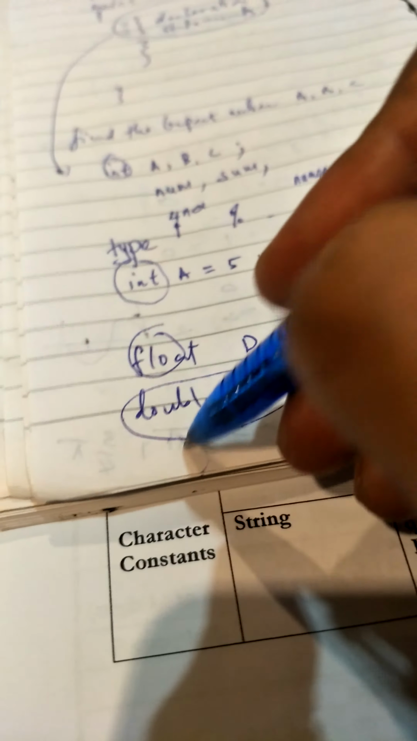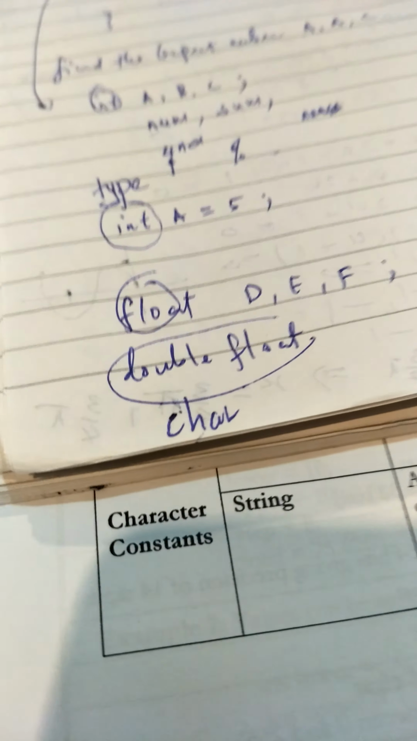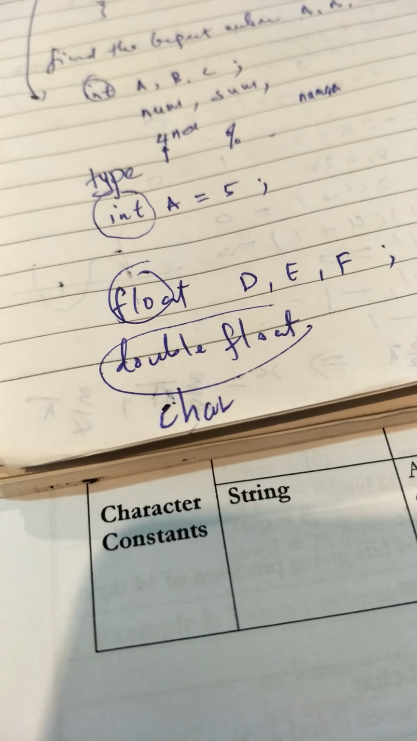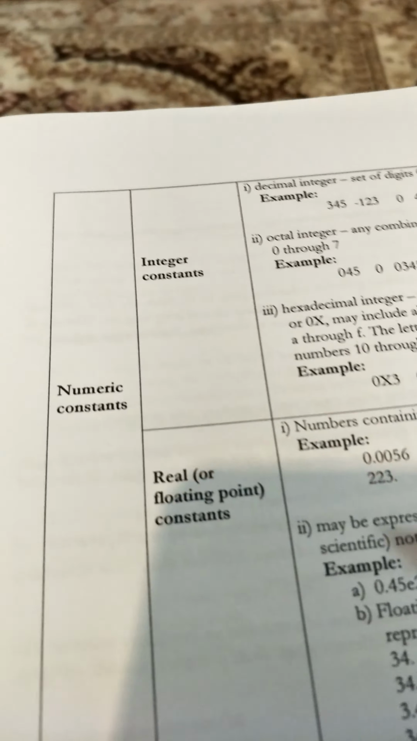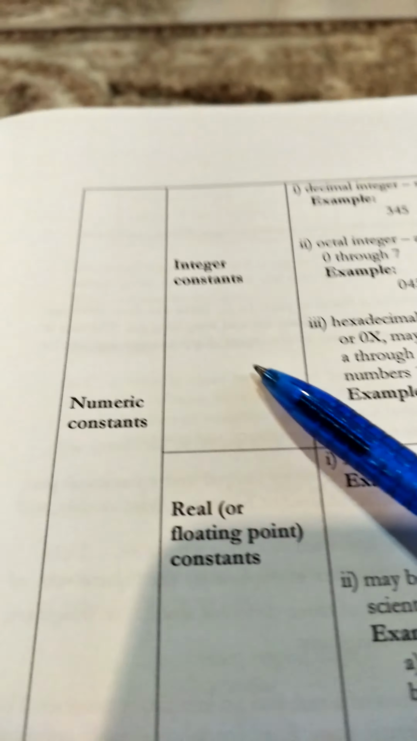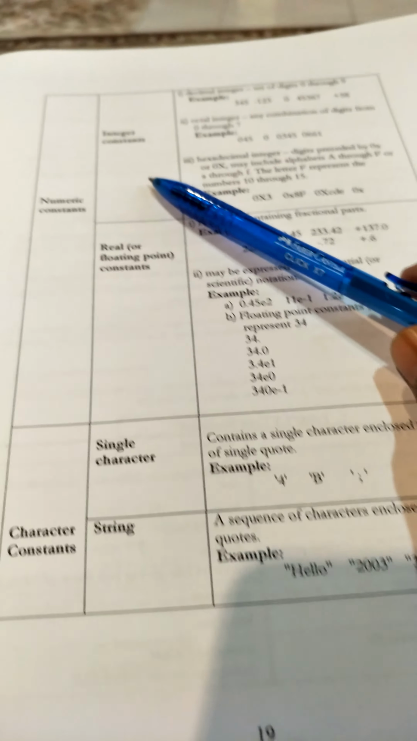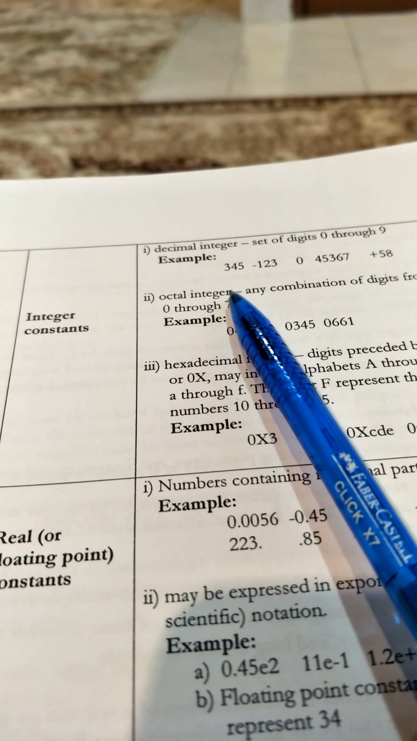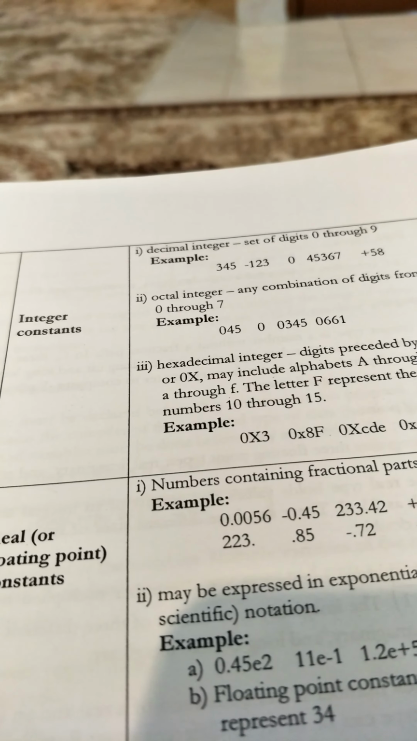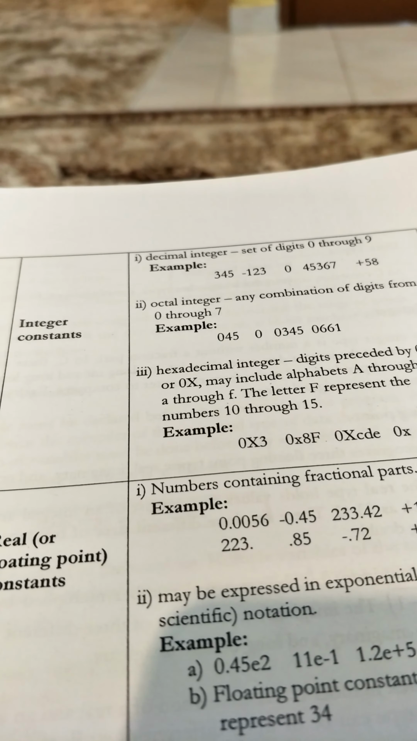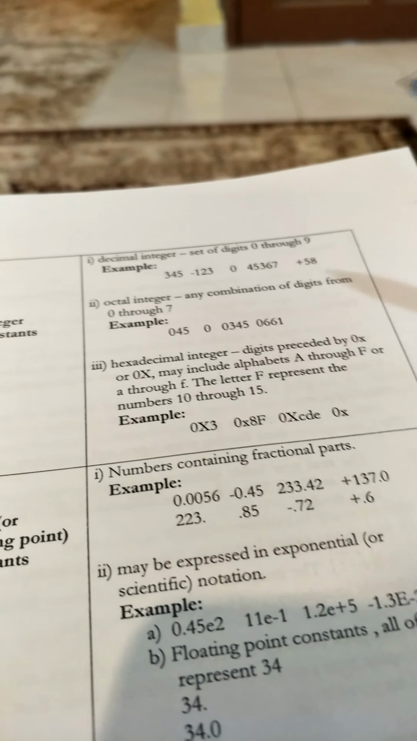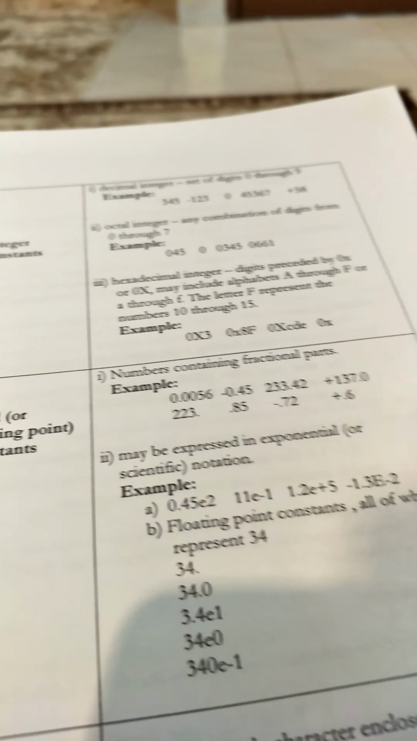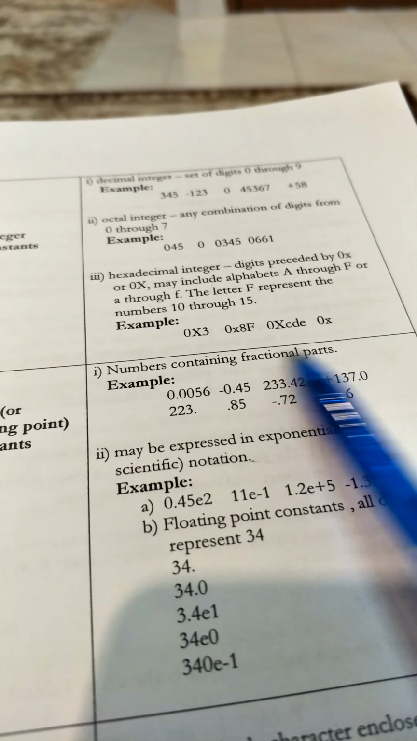Apart from that, we also have char, which stands for character. Here is an example, on page 19 of your notes. We have integer, where you can use the digits 0 through 9. Then for the real, we can declare that way.